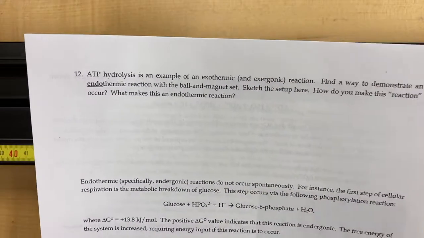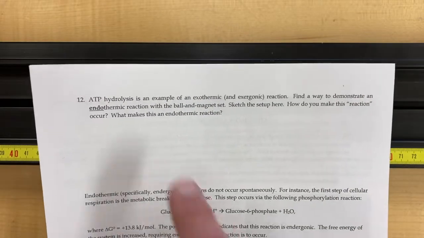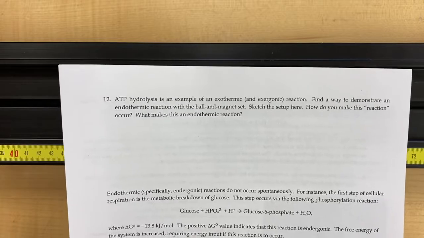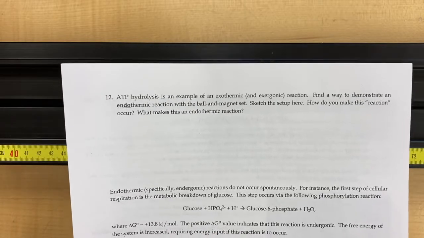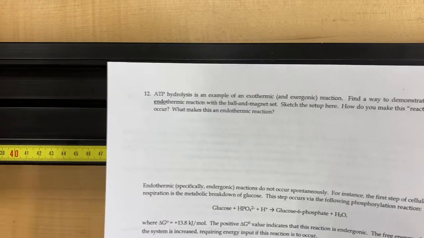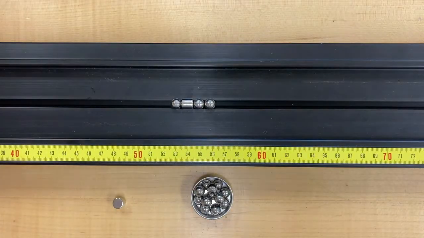All right, now looking at this, we have question 12. ATP hydrolysis is an example of an exothermic or exergonic reaction. Now, can we find a way to demonstrate an endothermic reaction? An endothermic reaction might be something where you need a larger amount of energy in, and you actually end up getting a smaller amount of energy out.